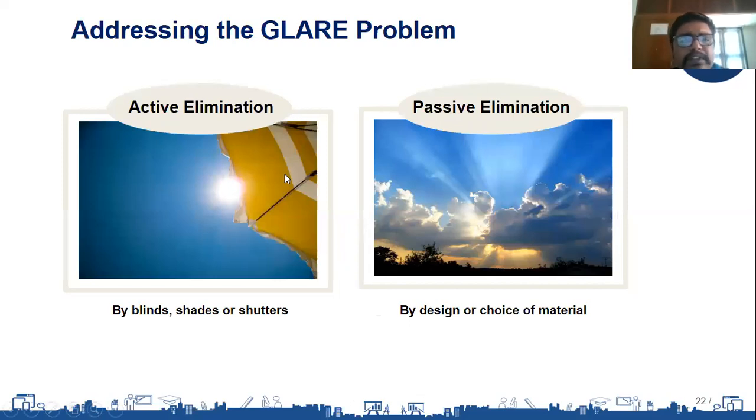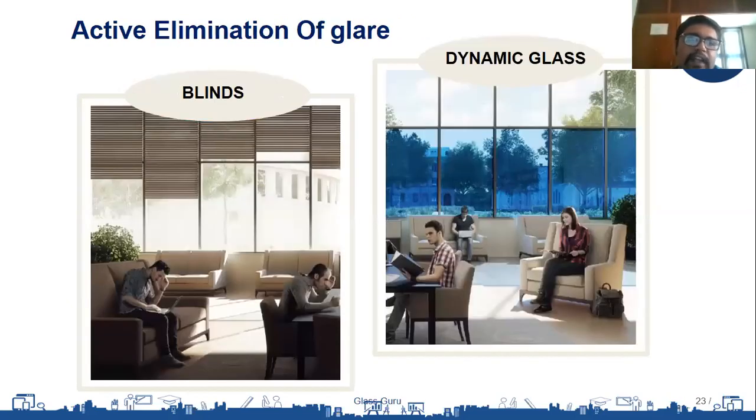So how do you reduce this excessive visual discomfort? By active elimination and passive elimination. There are two techniques available. Active elimination is by using blinds, shades, and shutters, and passive elimination is by design choice and design selection of materials. When it comes to blinds, in a lot of buildings you will have to trade off on the aesthetics from the outside, but you will still get some percentage of comfort inside. And to avoid blinds, you can go for a dynamic glass. I'll also talk about dynamic glass in the next session. So that is another option to eliminate glare.